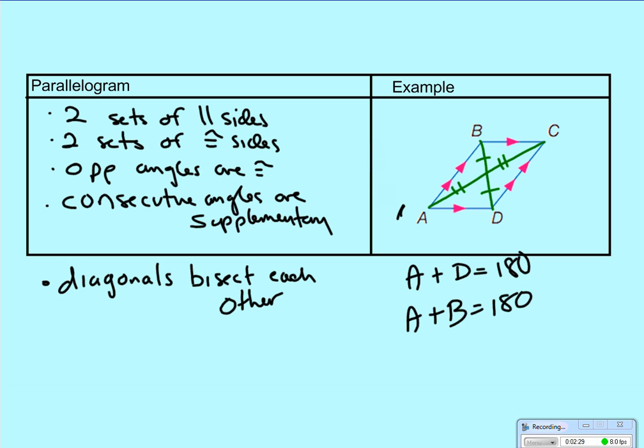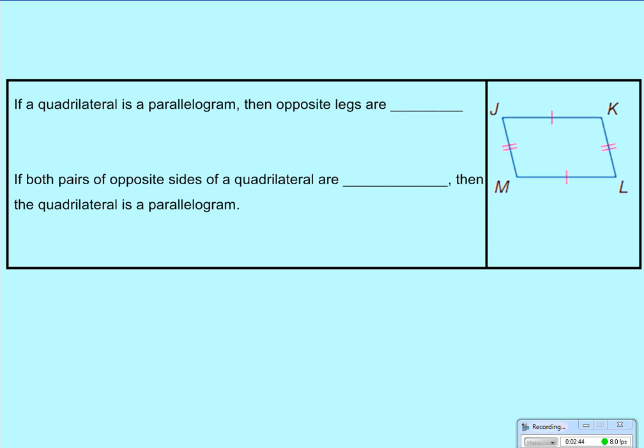I didn't say the diagonals are congruent to each other. I said that they bisect each other. Okay, so I'm not saying like these 2 pieces are equal to those 2 pieces. That's not what I'm saying at all. I'm just saying that the diagonals cut each other in half.